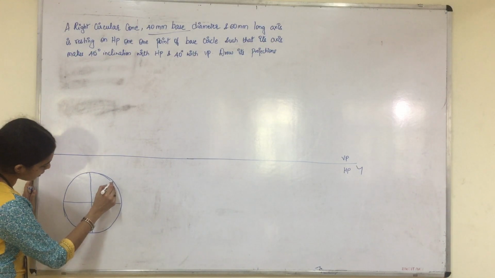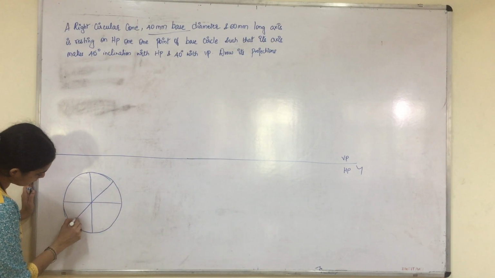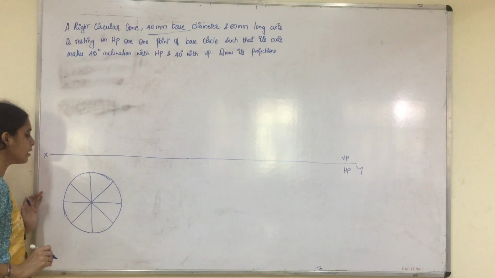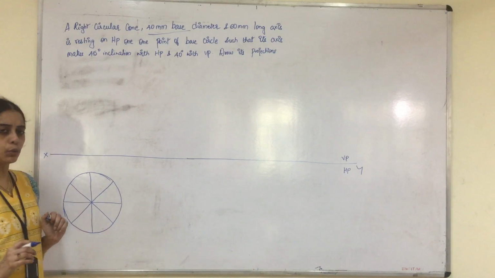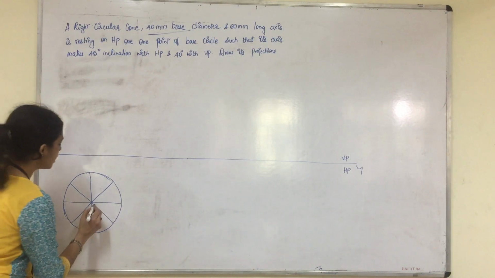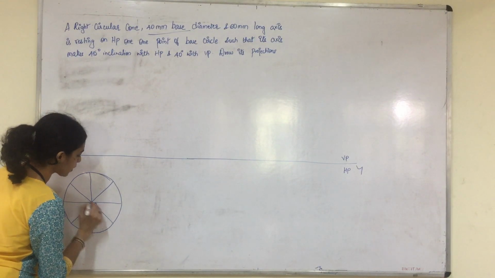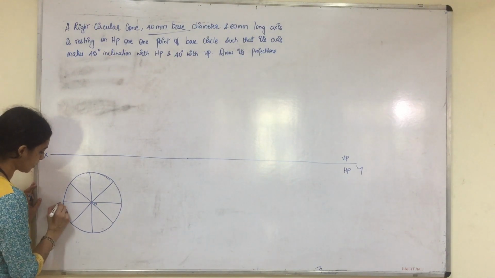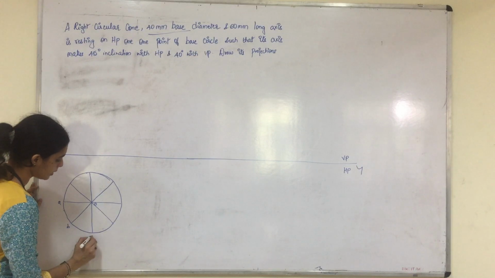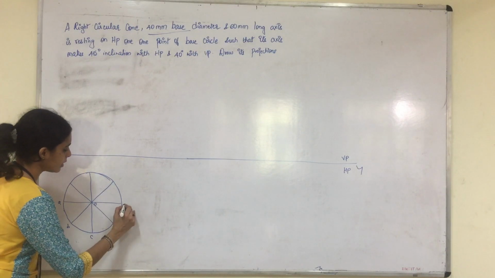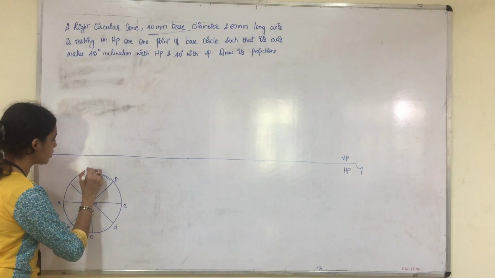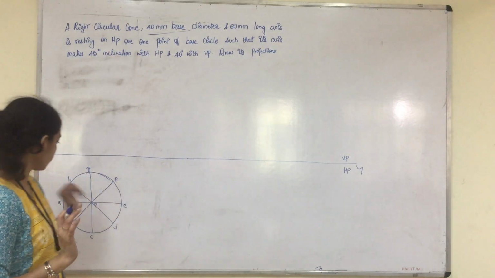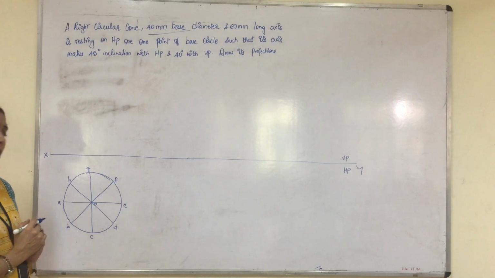And again from here I will draw. So I have divided the circle into 8 equal parts. This is our center O. Then you name the points accordingly: A, B, C, D, E, F, G and H. So this is the top view of the circular cone.